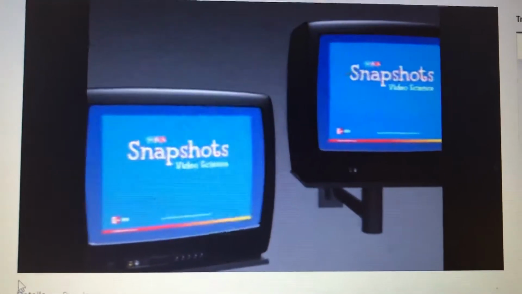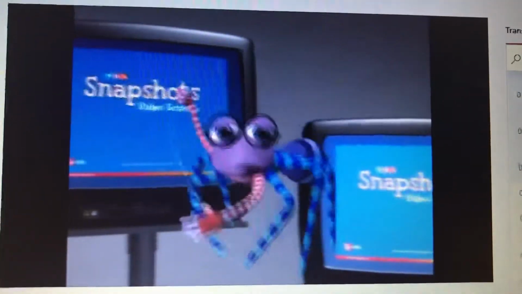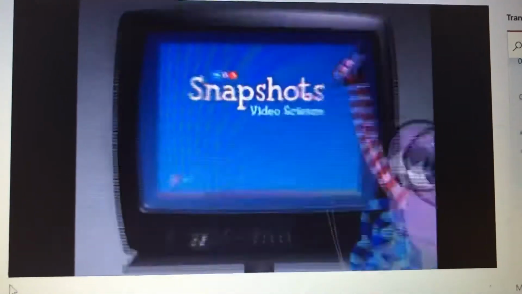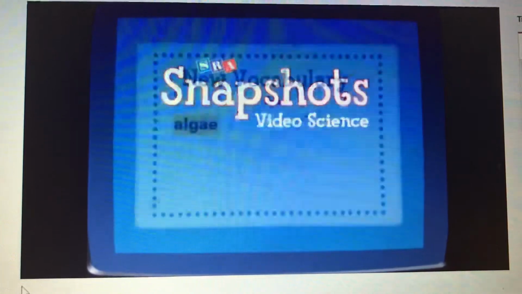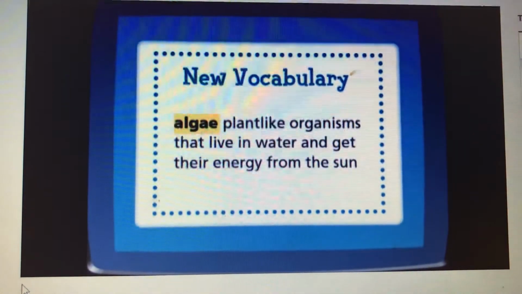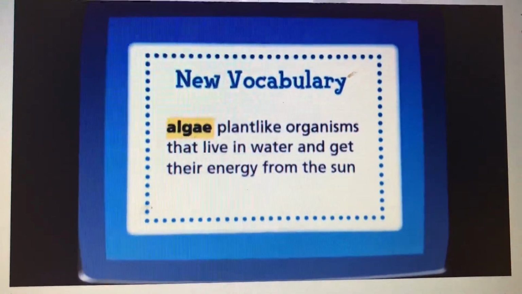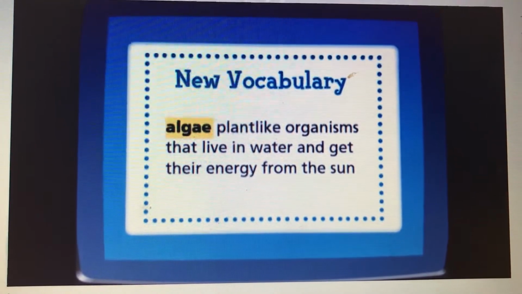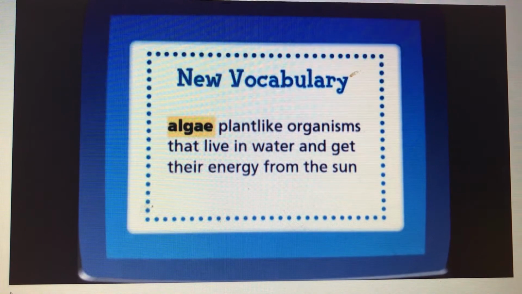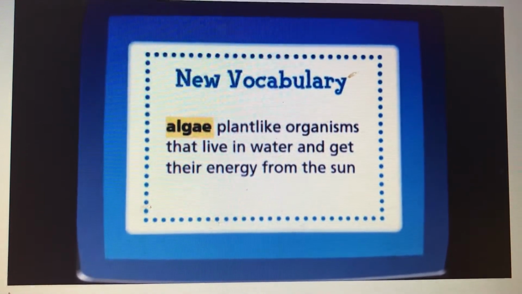Let's see if Webster has the definition of algae for us. Let's call him. Webster! Webster here. I can give you that definition. Algae are plant-like organisms that live in water and get their energy from the sun. Algae are a very important part of most water ecosystems because they are the main producers. Thanks, Webster. Can you see the sunlight shining on the algae?